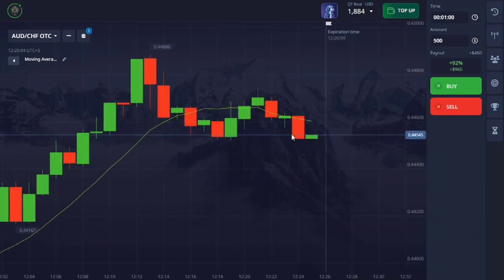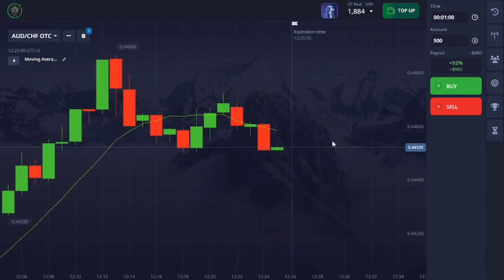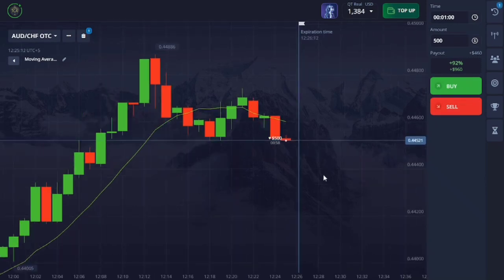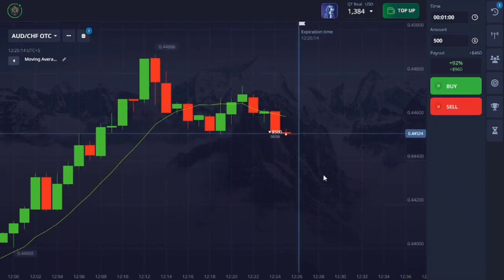Here the market has come down from a level, so I will go for the down direction here. And I hope that the market will come down. So I have placed a trade in the down direction. So let's wait for the trade to close.